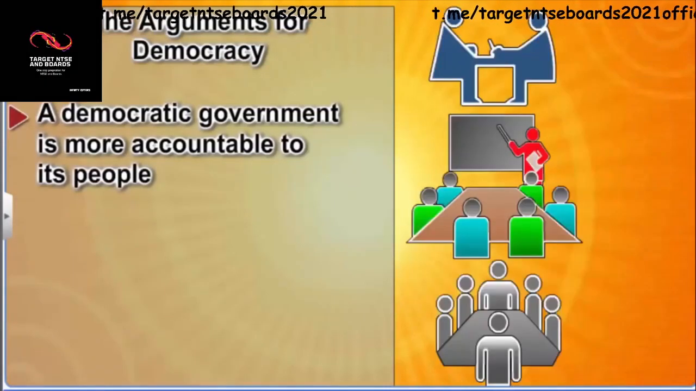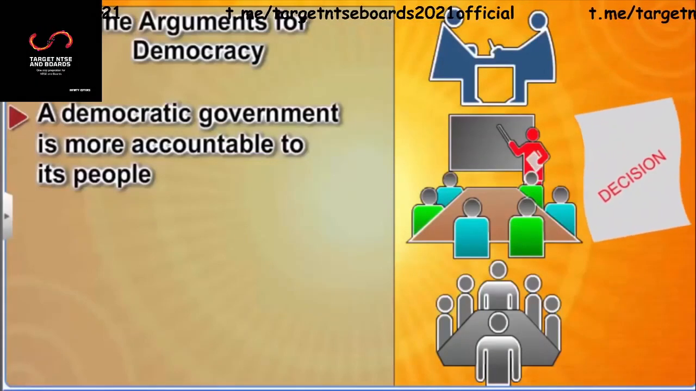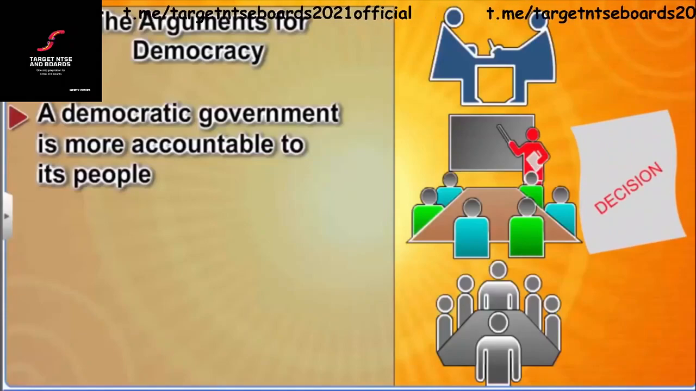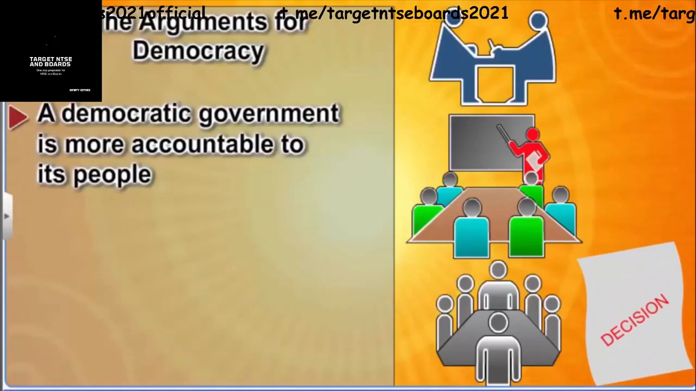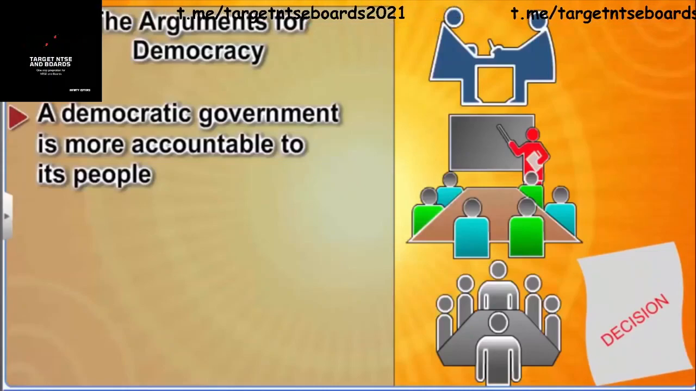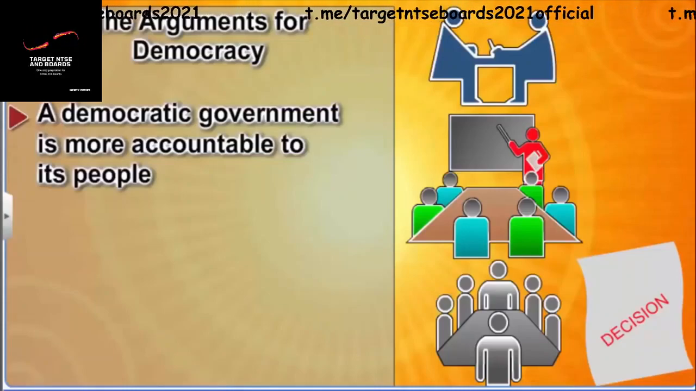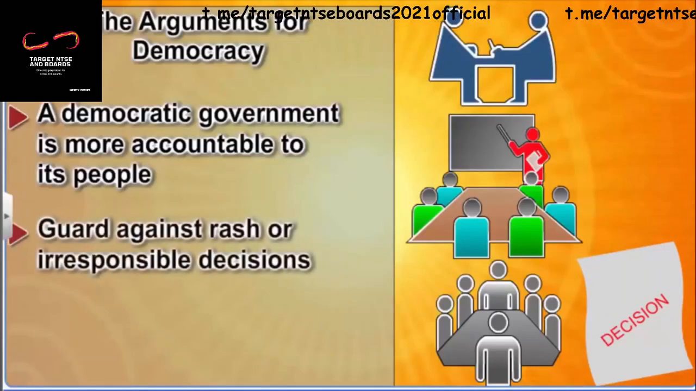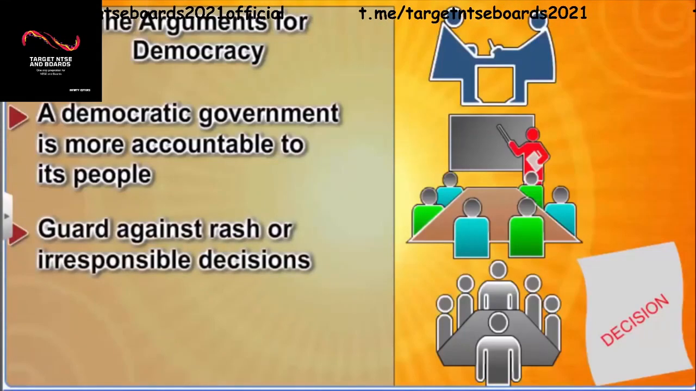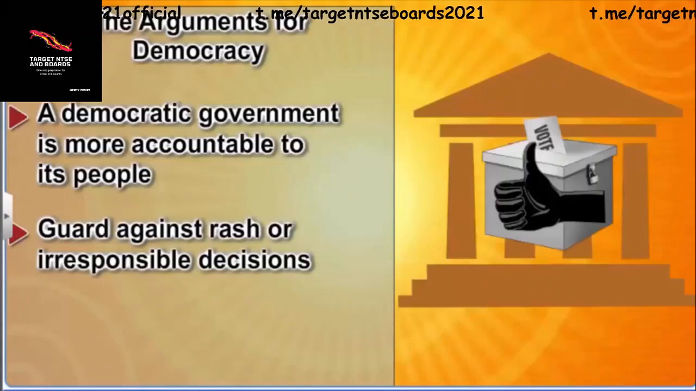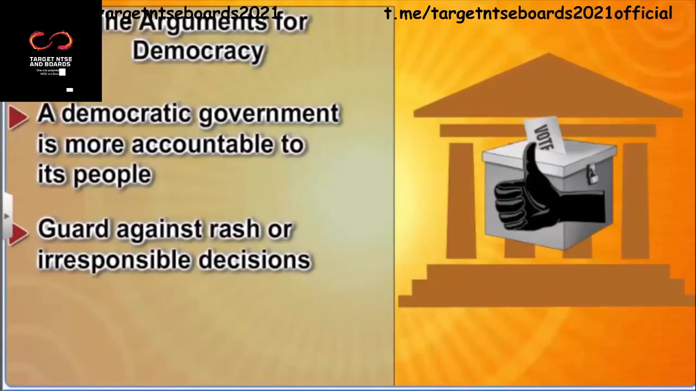As mentioned earlier, democratic decisions involve a series of consultations, meetings, and discussions among many persons. Granted that such a decision-making process is time-consuming, this helps a democracy guard against rash or irresponsible decisions. That's our second argument in favor of democracy. A democratic government can ensure better decisions.